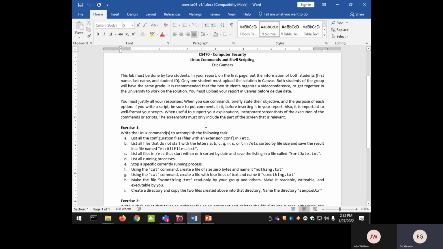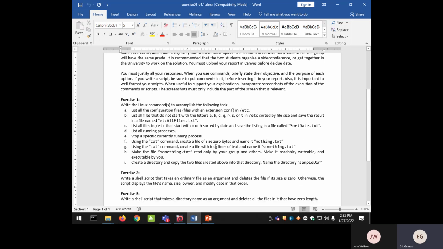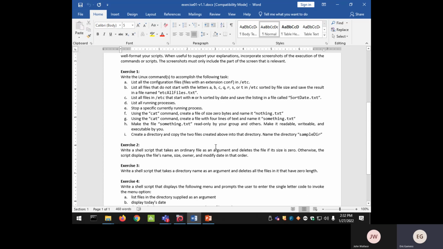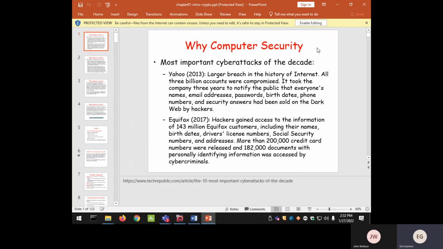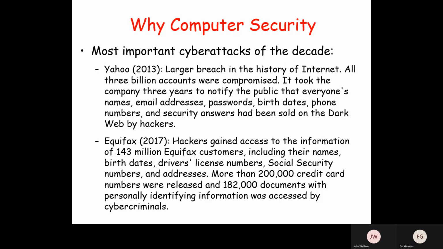So please go and start working on this assignment, because we have already made a lot of progress. We still have to see some little details. We will come back to that very soon. Okay? Today I'm going to make an introduction to computer security.